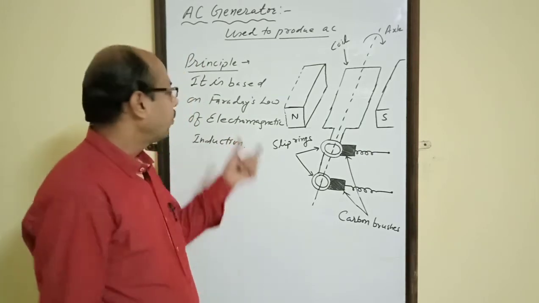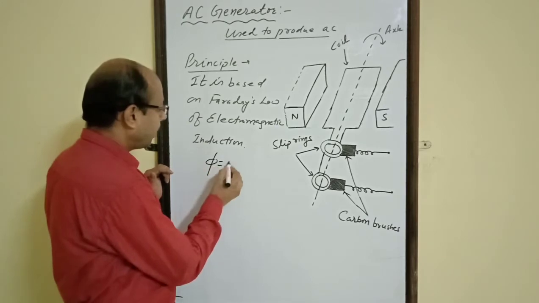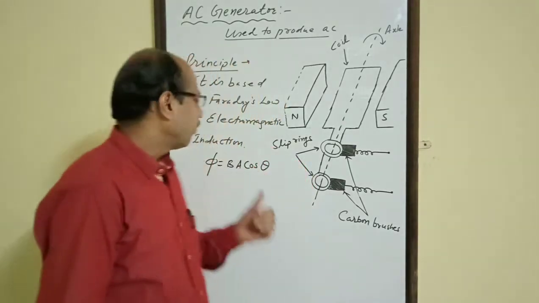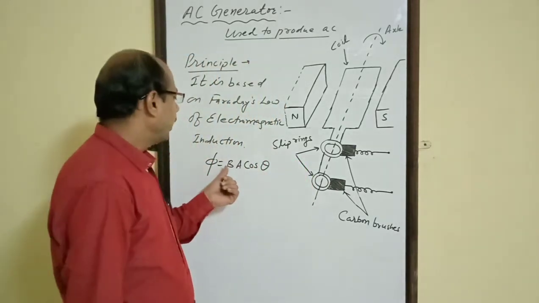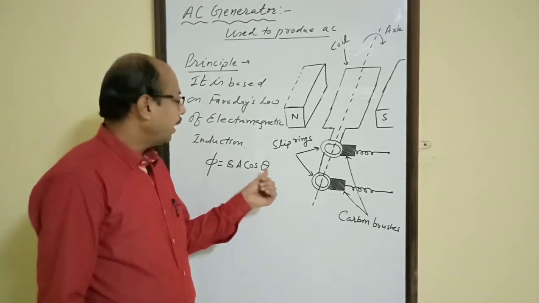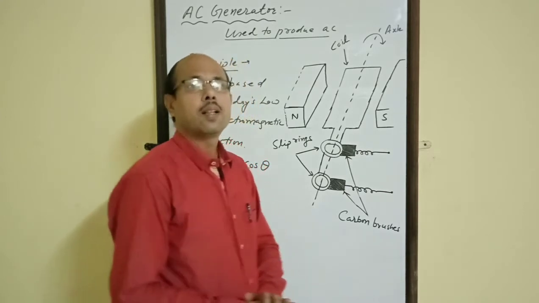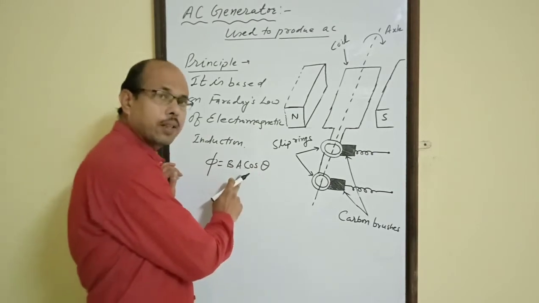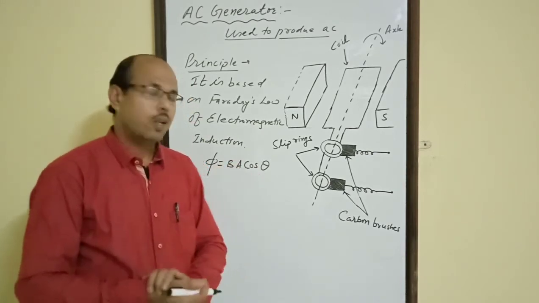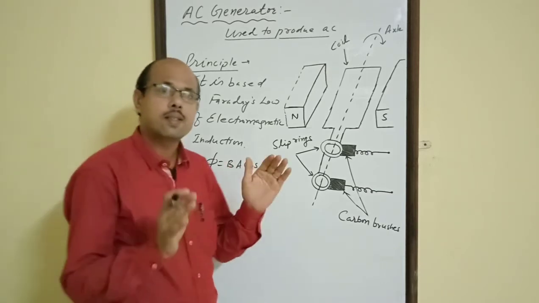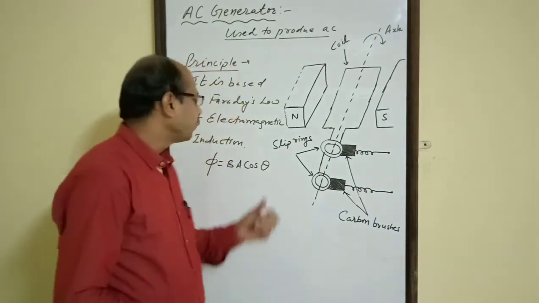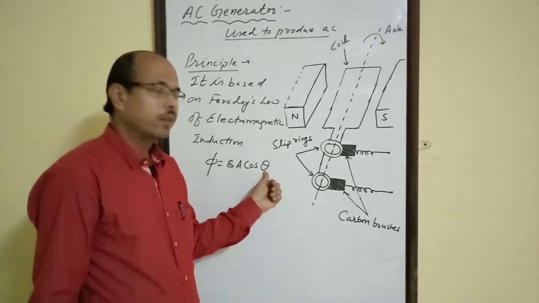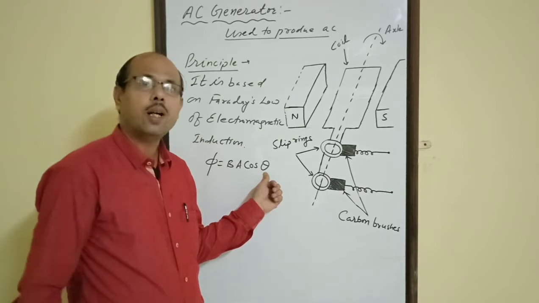Now we know that magnetic flux is given by phi equals BA cos theta, where B is the magnetic field, A is the area, and theta is the angle between the area vector and the magnetic field, or it can also be known as the orientation of the coil or orientation of the magnetic field.